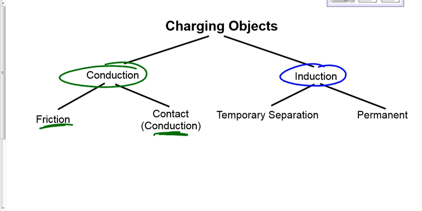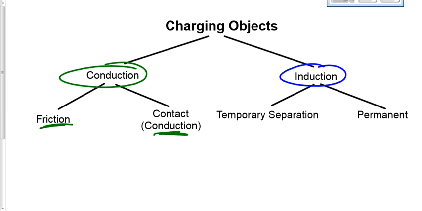Friction involves rubbing two things together. If they're both neutral, and one becomes -5, the other becomes +5. If they're both neutral and one becomes +12, the other becomes -12. That's governed by the law of conservation of charge, right? If the total charge was 0, the total charge has to remain 0. So if one gains negative, the other has to lose negative and become neutral.